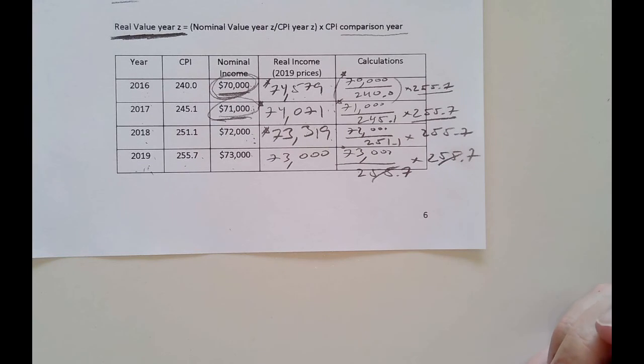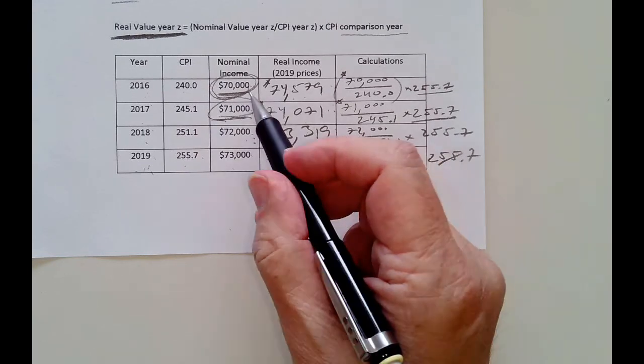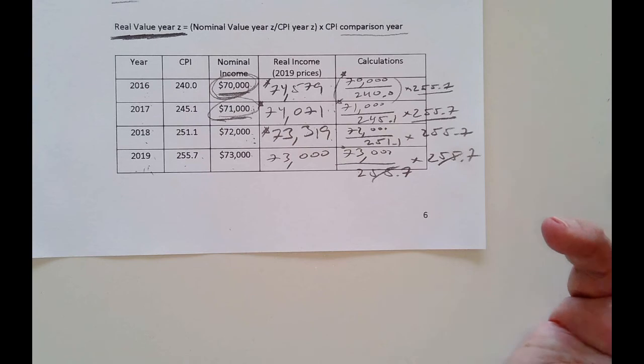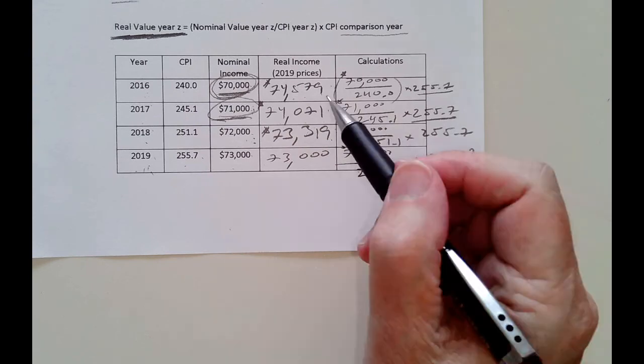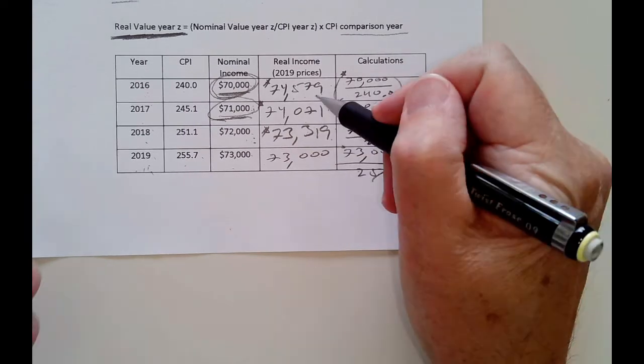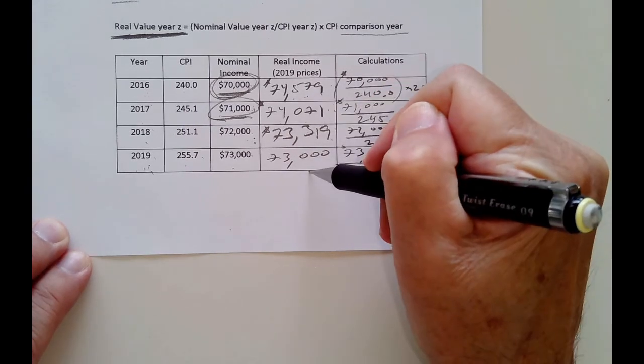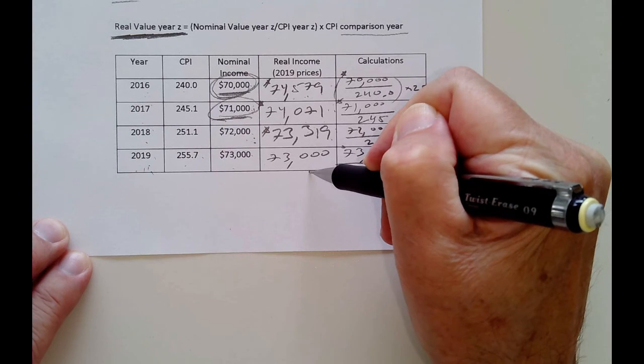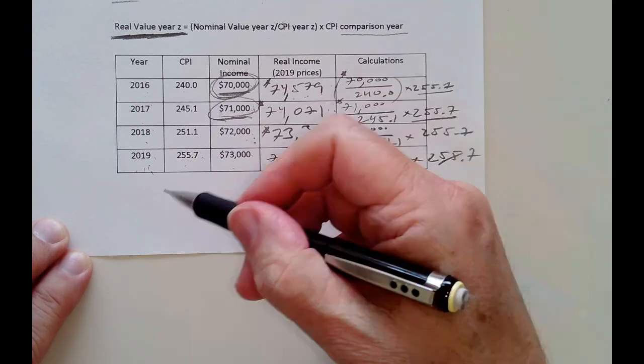This person should go to the employer and say, look, I know you've been giving me more money in terms of nominal pay, but it has not kept up with inflation. In real terms, my pay is buying, what, over $1,500 less than it did back in 2016 using 2019 prices.